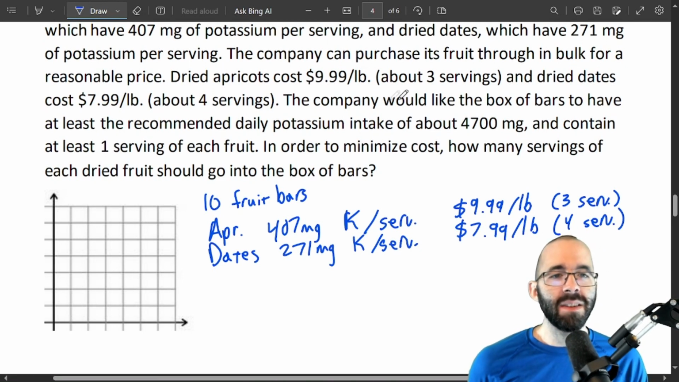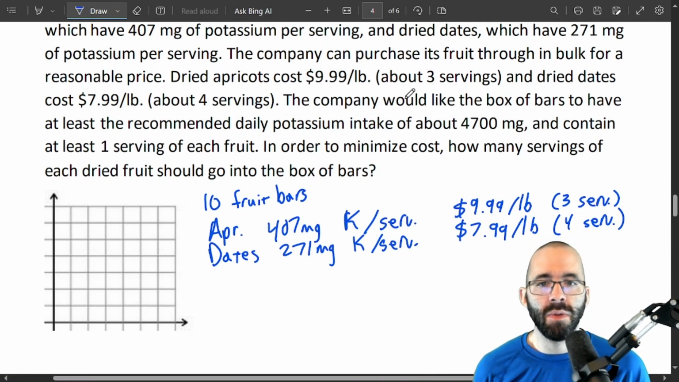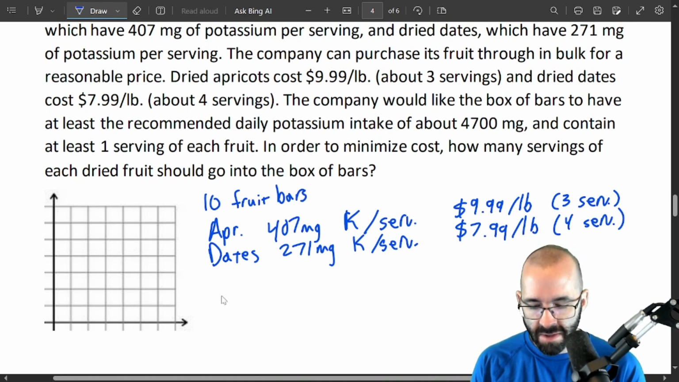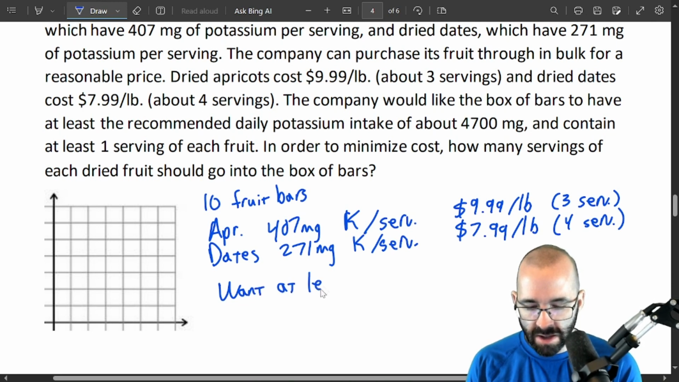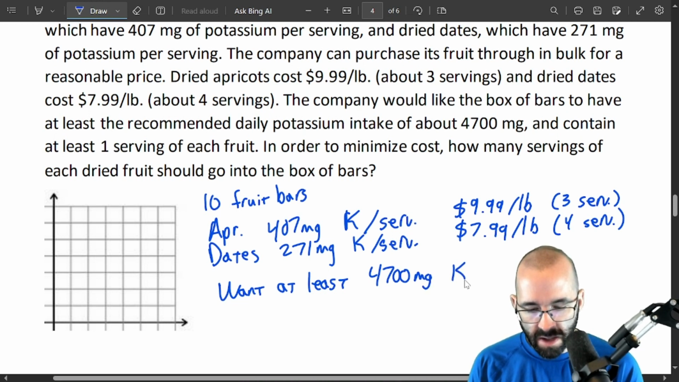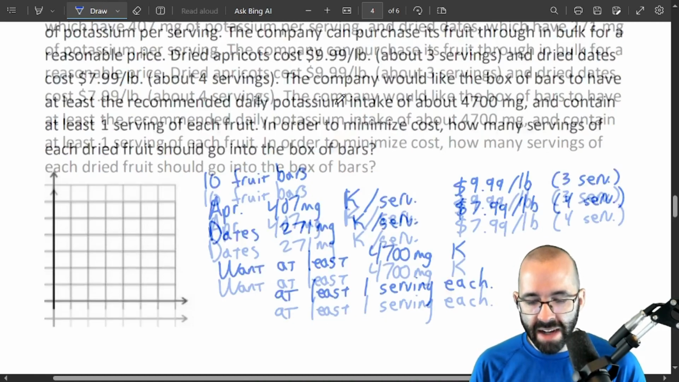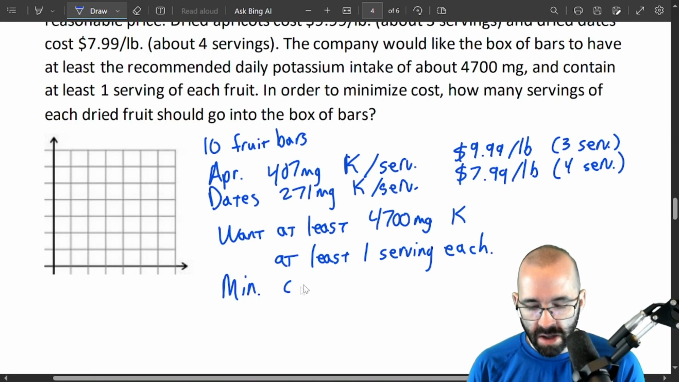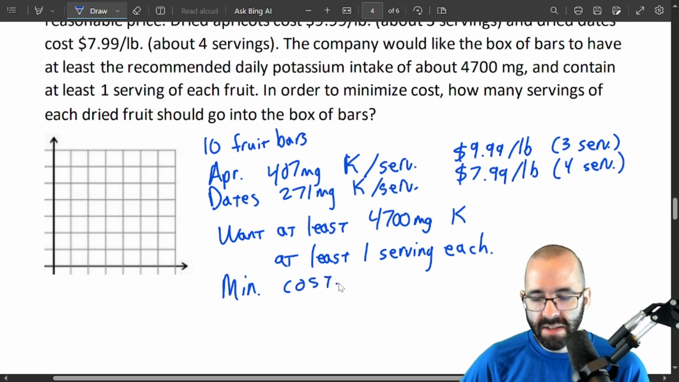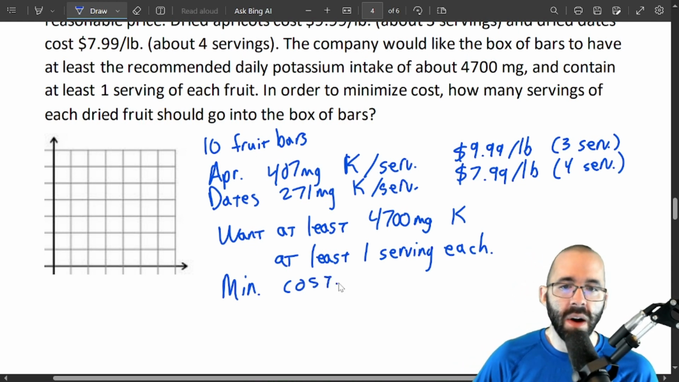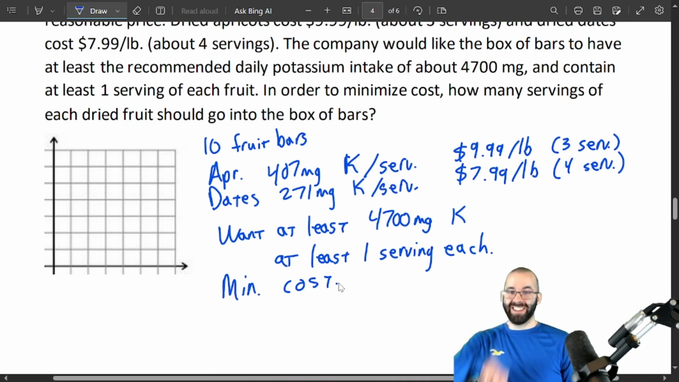All right. The company would like the box of bars to have at least the recommended daily potassium intake of 4,700 milligrams. All right, we want at least 4,700 milligrams potassium and at least 1 serving of each fruit. All right, at least 1 serving of each fruit. In order to minimize cost, that's important, minimize the cost, how many servings of each dried fruit should go into the box of bars?